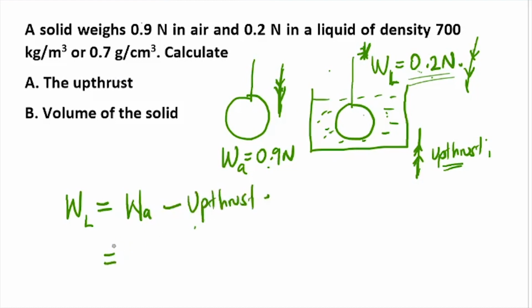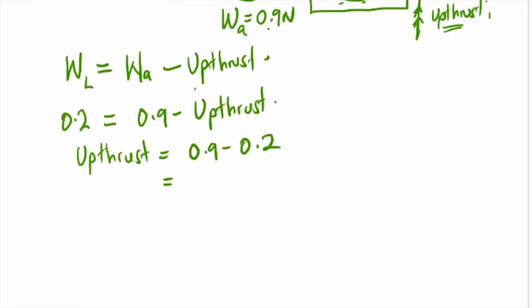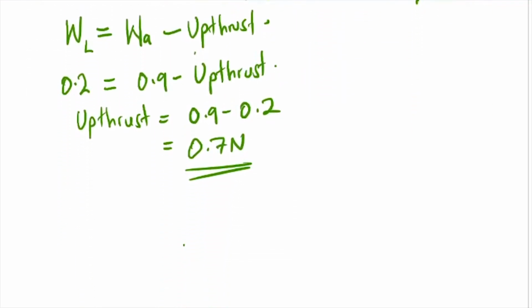And of course, we know that the weight in the liquid, which is 0.2, is equal to the weight in air, which is 0.9, minus upthrust. We are interested in the upthrust. So upthrust is going to be 0.9 minus 0.2, and we shall end up with our upthrust being 0.7 newtons. So the upthrust force is 0.7 newtons. So Roman 2, they ask us to find the volume of the solid.